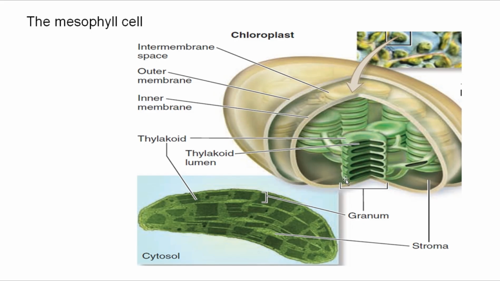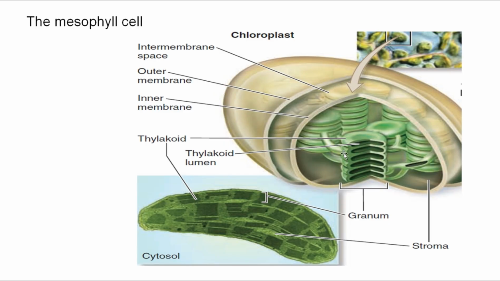The thylakoids are packed or stacked one over the other to form what? Granum. This green color is known as thylakoid. This one is one thylakoid, this one is another thylakoid, and another. This sac-like structure is the thylakoid, and thylakoids are stacked one over the other and form granum.